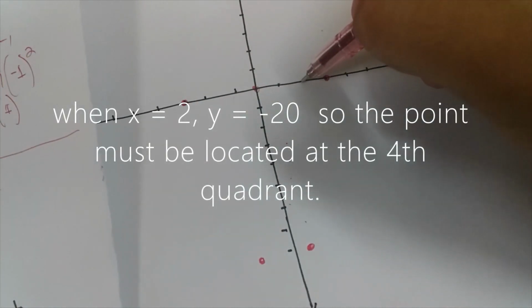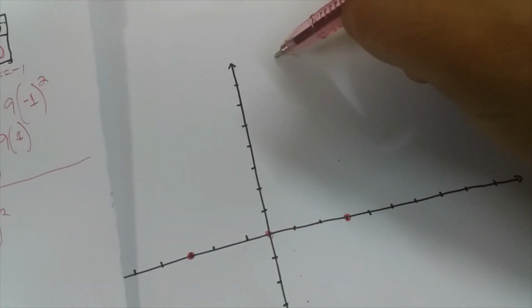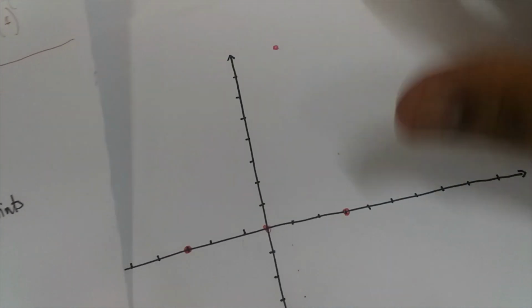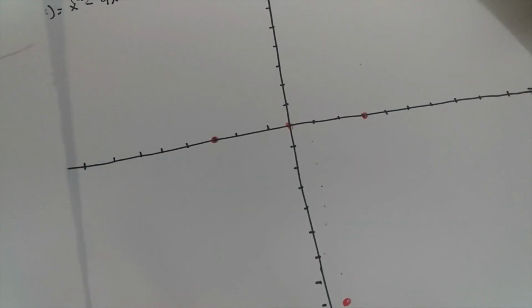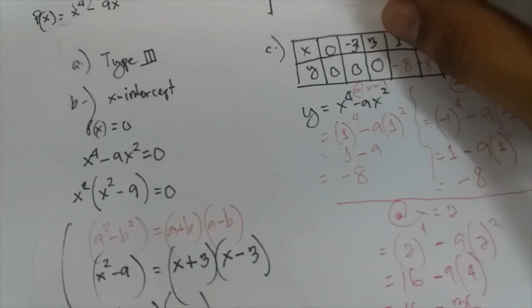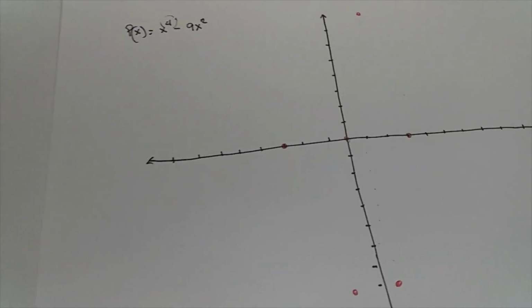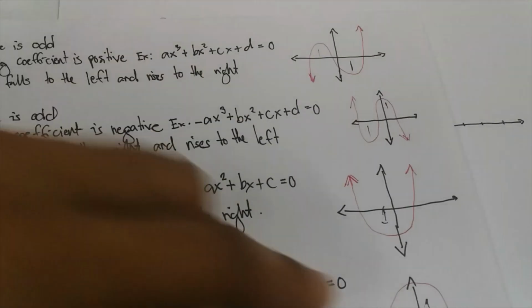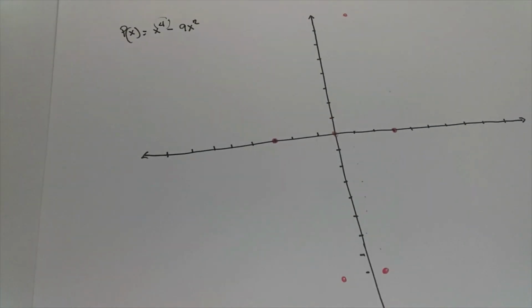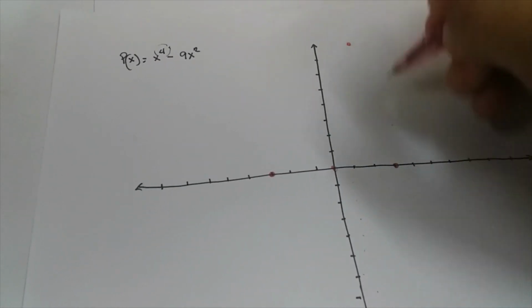The next, when x is negative 1, your y is also negative 8. When x is 2, your y is positive 20. Let's say here 20 is here. So now we can connect the points. Determine first the end behavior. So remember, this is type 3. Okay, type 3. So the end behavior means it rises to the left and to the right. So it looks like this. This one looks like this. So the arrows would be up here.